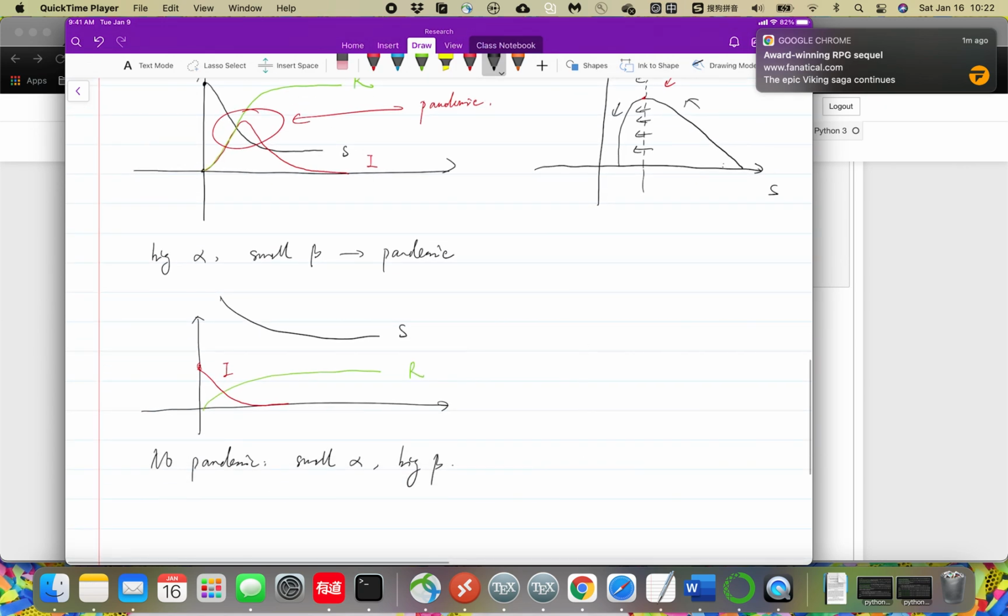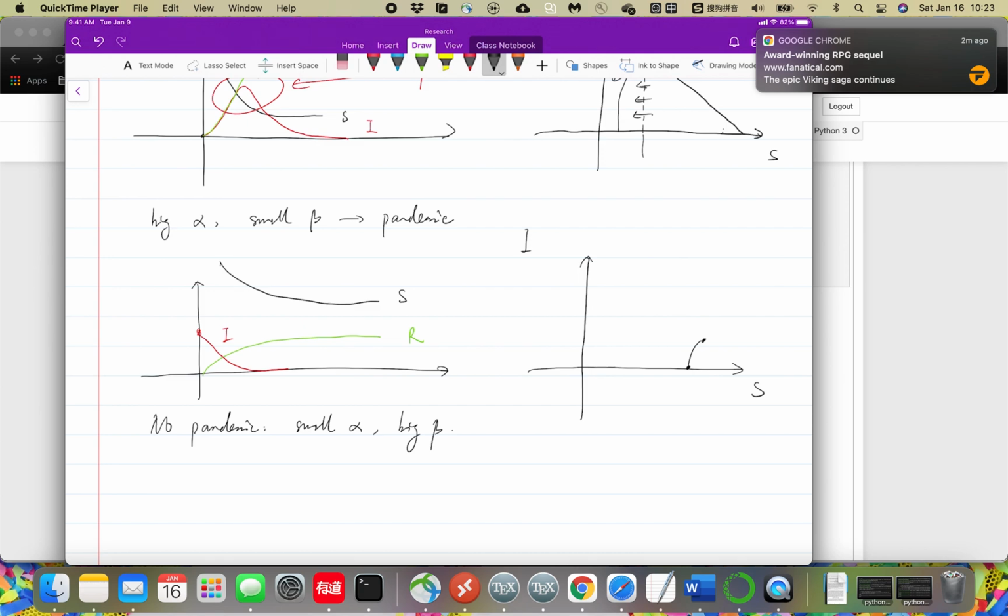And for this one, your infected is going to just drop. So you start from here. Okay, your susceptible is going to drop. Your infected are also going to drop really quickly. So roughly you stay here. In this way, we have no pandemic again. And from here, it's basically that the peak is actually here. But when you start, you already started over the peak. So you only take the drop part.